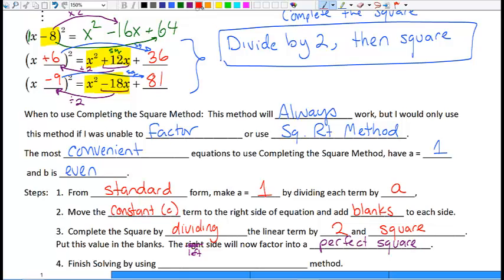And then the last thing is to solve by using the square root method, which is something you already know how to do. So steps 1, 2, and 3 will complete the square in order to make it possible to finish the equation by the square root method. So these are the steps.